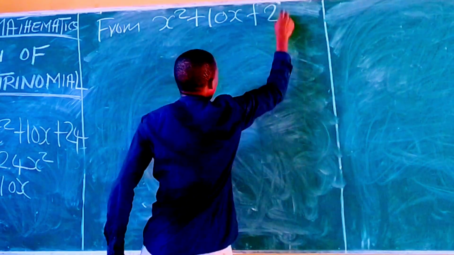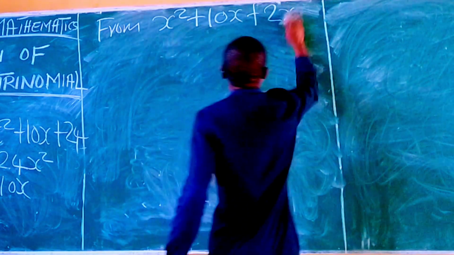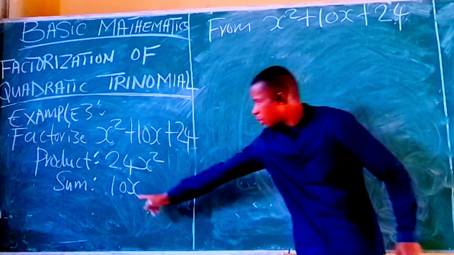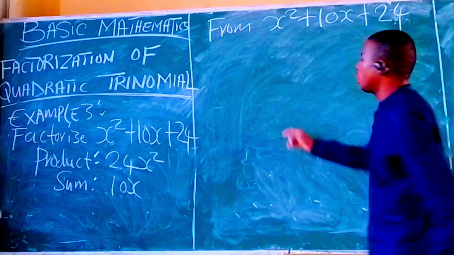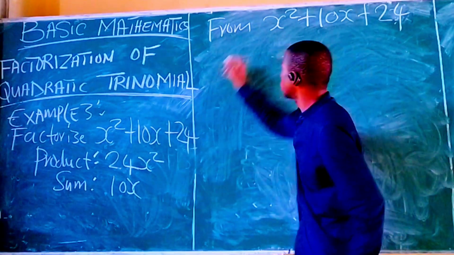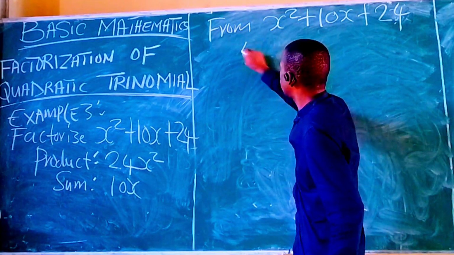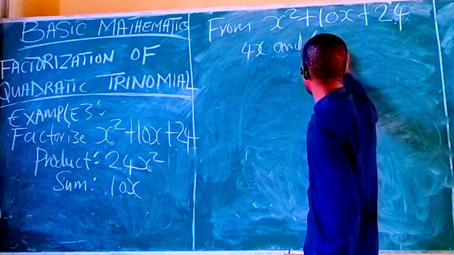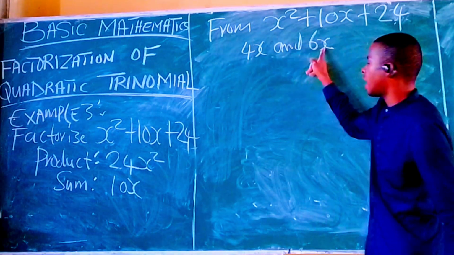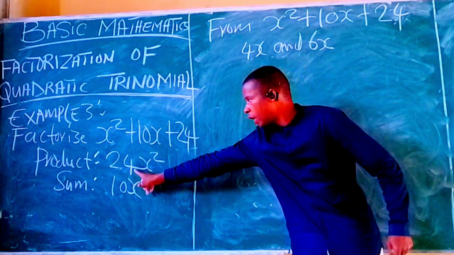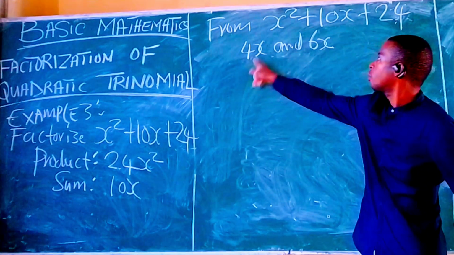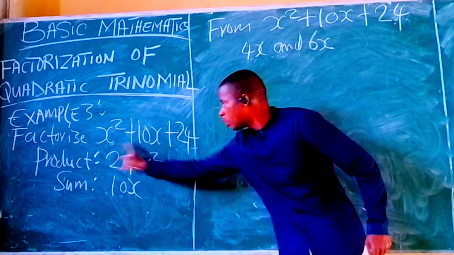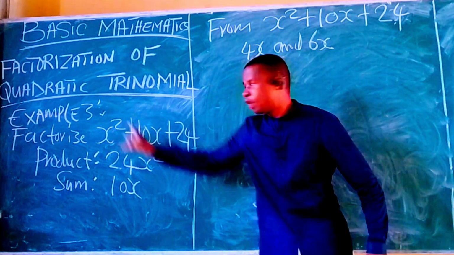The product is 24x squared and our sum is 10x. We are going to break those into two numbers. Our first number is 4x and the second one is 6x. 4x times 6x gives us 24x squared, and 4x plus 6x gives us 10x as our sum. So this satisfies the condition for the quadratic trinomial.